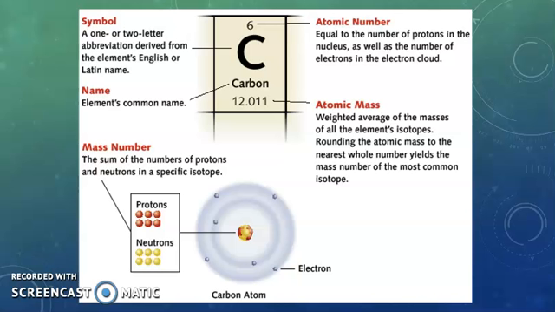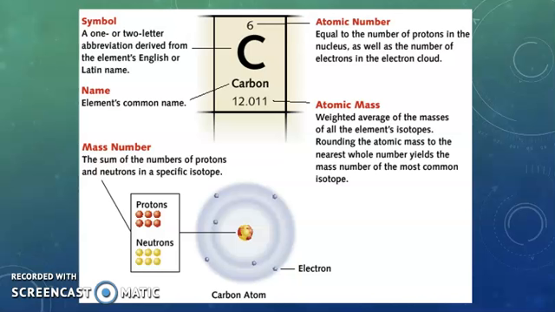The symbol is a 1 or 2 letter abbreviation derived from the element's English or Latin name. That's why sometimes it doesn't make sense if you look at silver or gold or lead. Like carbon, a symbol of C makes sense, but those other ones it doesn't. That's just because they took an abbreviation from their Latin name instead of their English name. Some periodic tables will have the common name of the element as well.